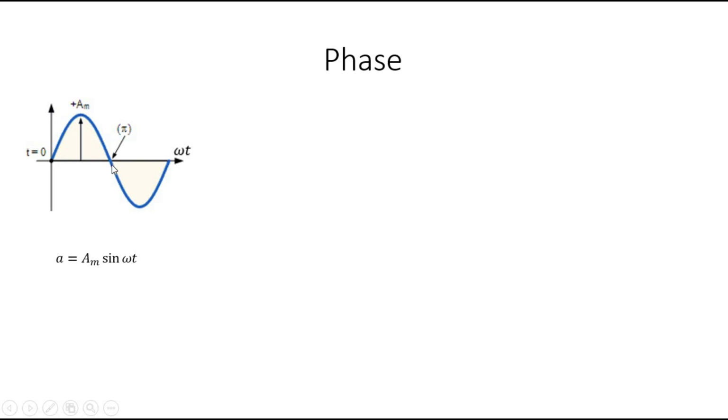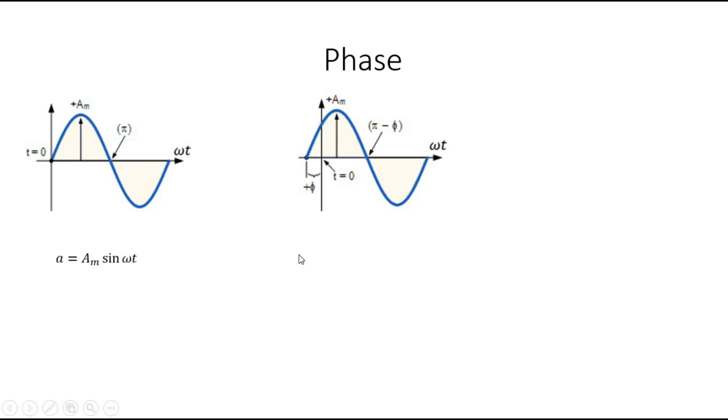If this waveform is shifted to the left side, say by an angle φ, it is starting earlier. At t equal to 0, the value is not 0, it is actually sin φ because of this φ. So the function is a equals Am sin(ωt + φ). There will be a plus φ here. Here also it will be reaching 0 earlier, by the angle φ.